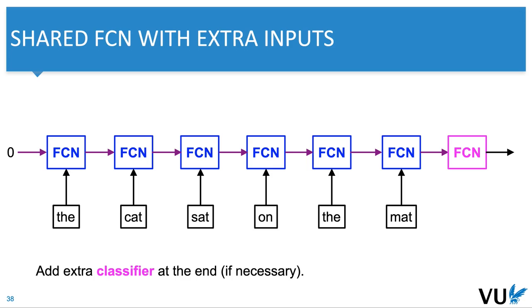Obviously, if you want to use it in an unsupervised way, you maybe don't need this classifier in the end. But this is a very typical, standard structure of a recurrent neural network with a classifier on top of that. The magenta color is on purpose because it's this fully connected network block. It doesn't share parameters with the blue one, okay?